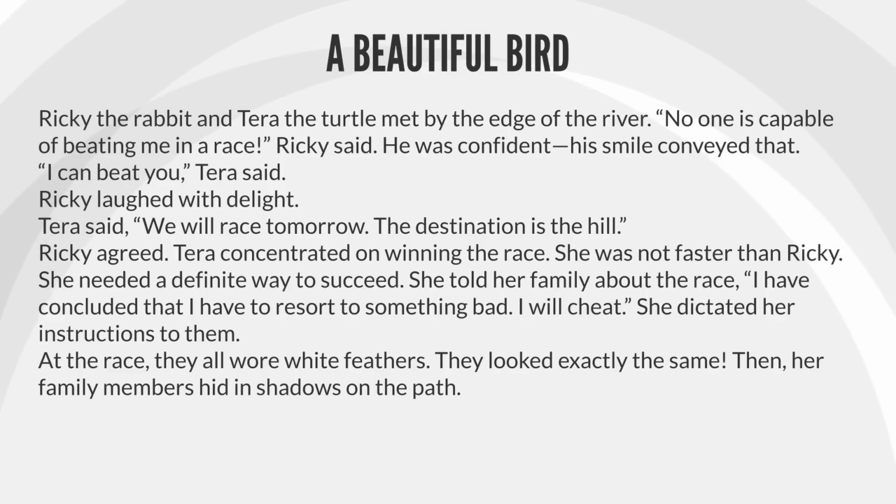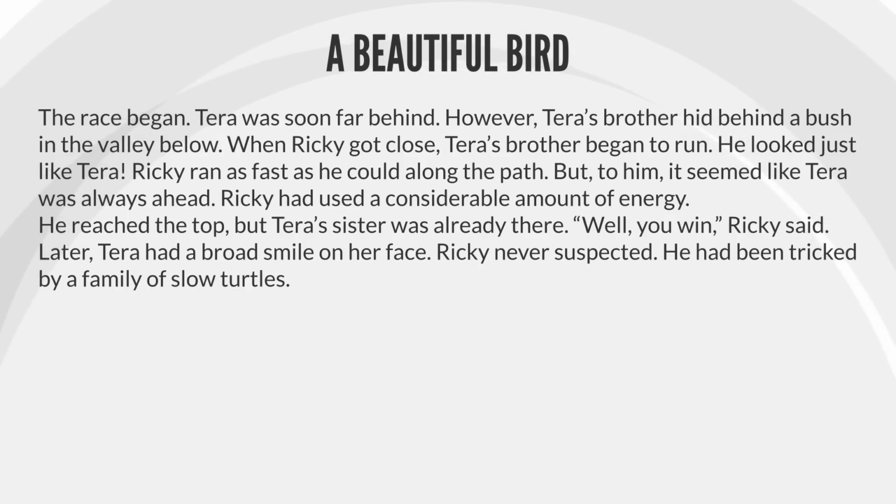At the race, they all wore white feathers. They looked exactly the same. Then her family members hid in shadows on the path. The race began. Tara was soon far behind. However, Tara's brother hid behind a bush in the valley below. When Ricky got close, Tara's brother began to run. He looked just like Tara.